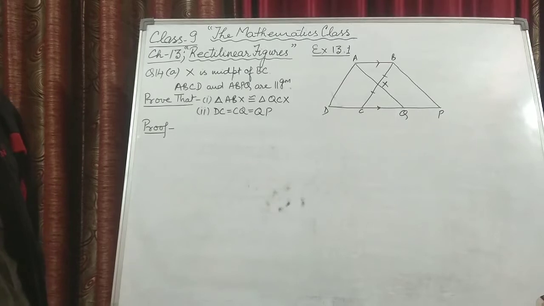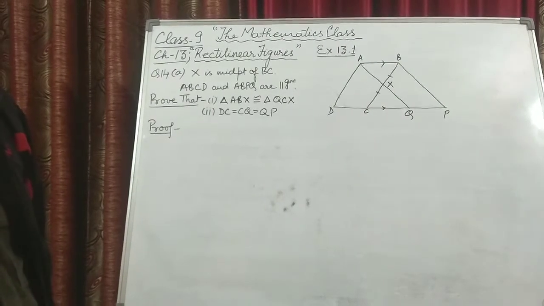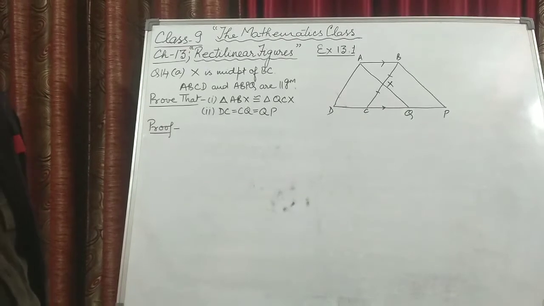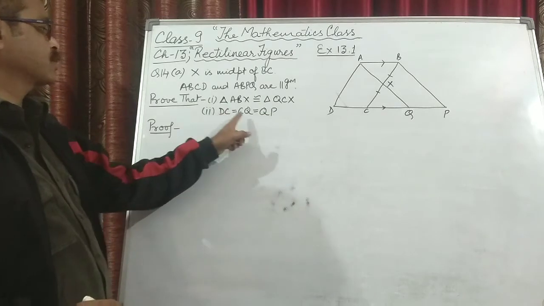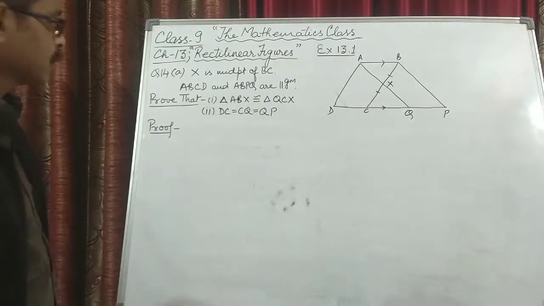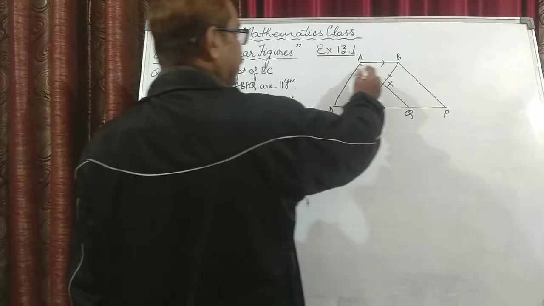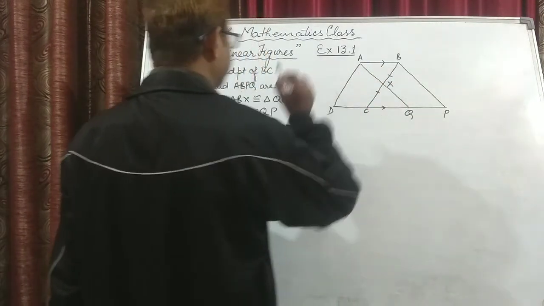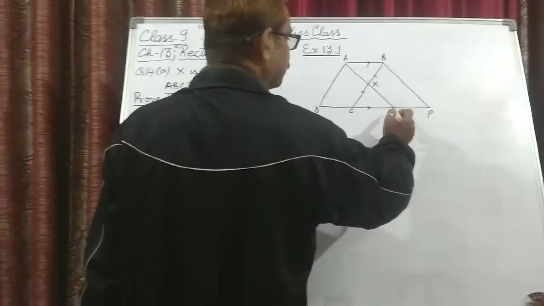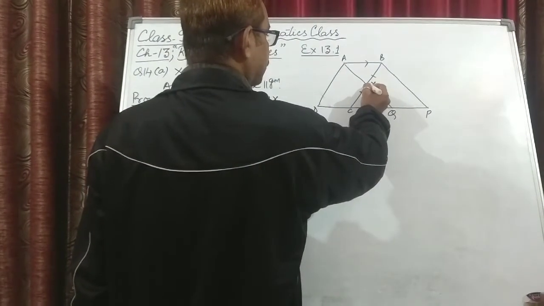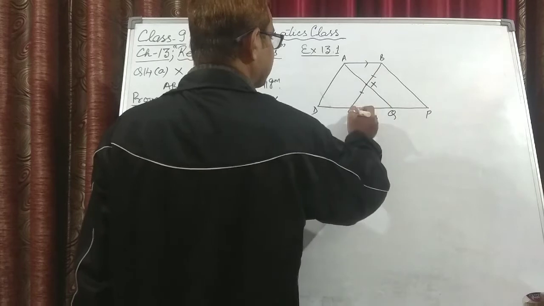Now what is given in question number 14 is, in the figure given below, ABCD is a parallelogram, X is the midpoint of BC, line AX produced meets DC produced at Q, parallelogram ABPQ is completed, prove that triangle ABX is congruent to triangle QCX and DC is equal to CQ is equal to QP. What do they say? There is a parallelogram ABCD and another parallelogram ABPQ, and this point X is the midpoint of BC.